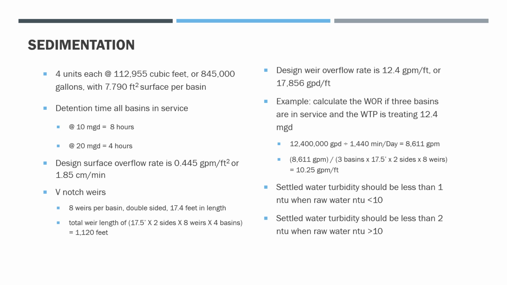So here's an example. Calculate the weir overflow rate if you have 3 basins in service and the plant is treating 12.4 MGD. So you have 1 basin out of service for maintenance, say. Do I have enough overflow rate? Do I have sufficient overflow rate on the rest of them? You take the 12.4 MGD, divided by the 1,440 minutes, you get 8,611 gallons per minute. And divide that by the weir length of the 3 basins, and you come up with 10.25 gallons per minute per foot. Remember, the goals for settled water turbidity should be less than 1 NTU when the raw water turbidity is less than 10, and should be 2 NTU or less when the raw water turbidity is greater than 10.